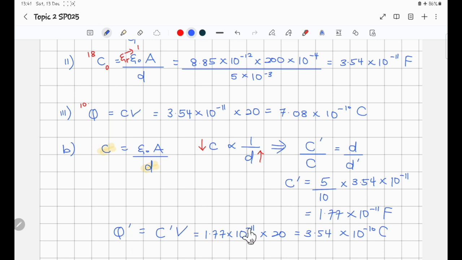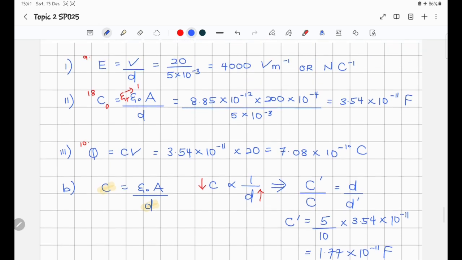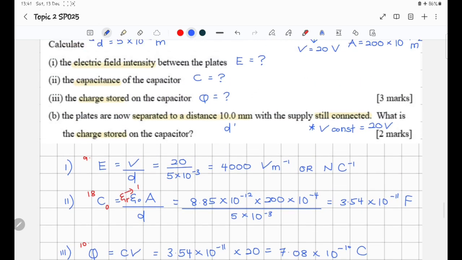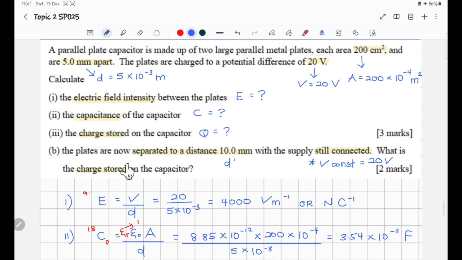Here the question does not involve inserting a dielectric, but it still involves modification of the capacitor by changing the separation distance between the parallel plates. So it is still applicable under the same subtopic. Otherwise, you can look at the exercise questions from your tutorial book and try to solve all the questions. Right, that's all.